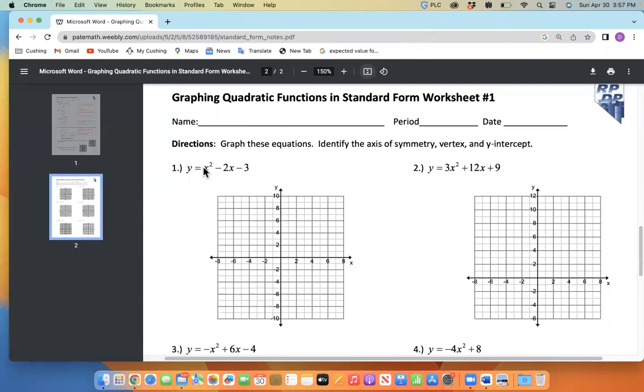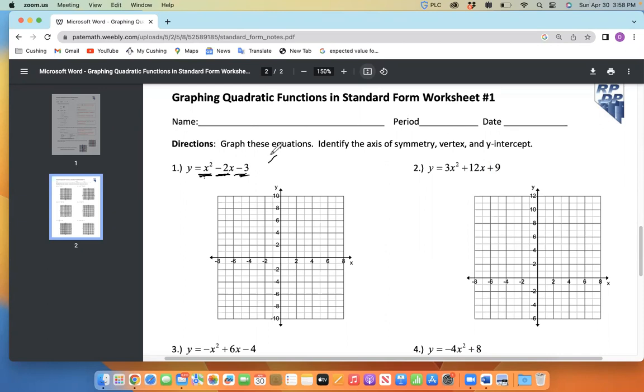For this one, it says y equals x squared minus 2x minus 3. If I'm thinking standard form, a is going to be 1. That's the number in front of x squared. So a is 1, b is going to be negative 2, and c is going to be negative 3. So this is going to be a, b, and c. A is positive 1, b is negative 2, c is negative 3.